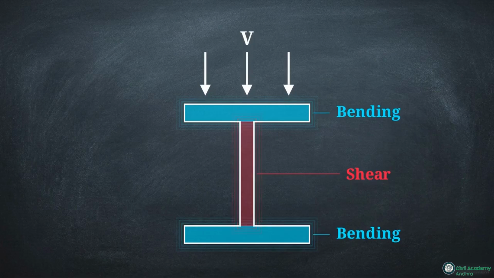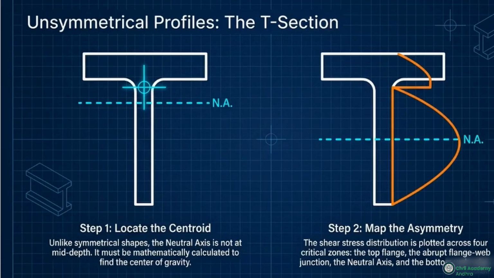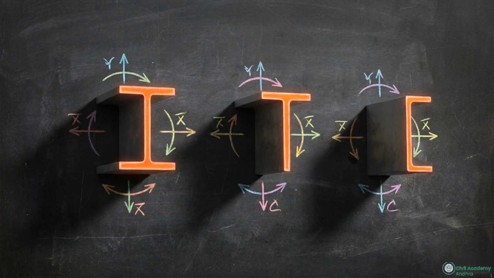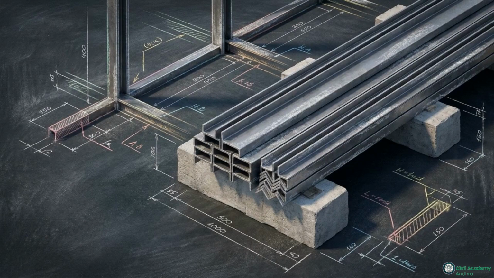For unsymmetrical shapes, like T-sections, the distribution is more complex. Engineers must first calculate the position of the shifted centroid before they can map the 4 asymmetrical stress zones across the flange and web. Engineered efficiency is achieved by manipulating the width to concentrate specific forces within designated parts of the beam. Advanced structural profiles, such as thin-walled C-channels and angles, require a different analytical approach.